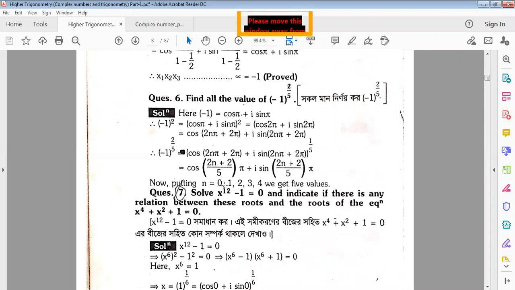Now putting n equals 0, 1, 2, 3, 4, we get these 5 roots. How many roots here? How many values? 5 values. We have to find out these 5 values. This is left for you. Just putting n equals 0, you will get the first value. After putting n equals 1, the second value; n equals 2, the third; n equals 3, the fourth value; and n equals 4, the fifth value we will get from this.